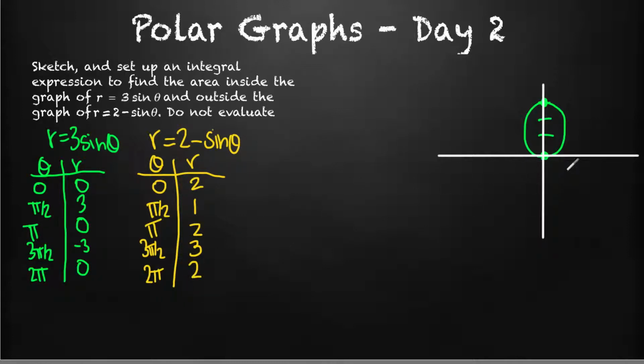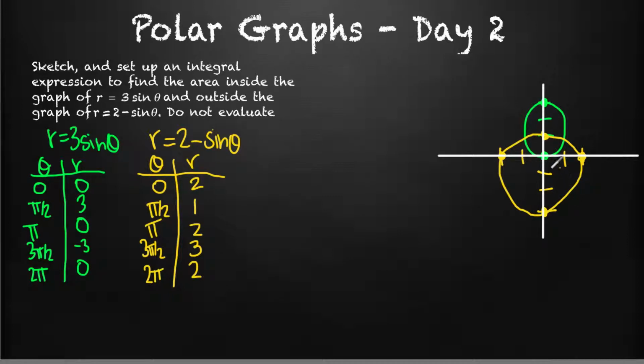So for this graph, we're going to go 2 units in the direction of 0 degrees and put a point. 1 unit in the direction of 90 and put a point. 2 units in the direction of pi, put a point. 3 units in the direction of 270 and put a point, and then we're back here. So this one is going to look like this. It's going to come around and look something like that.